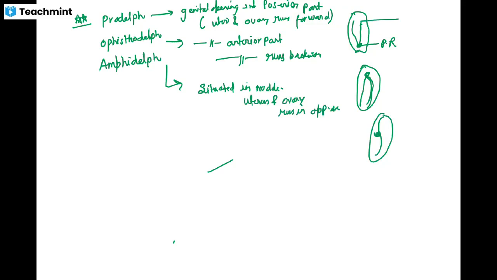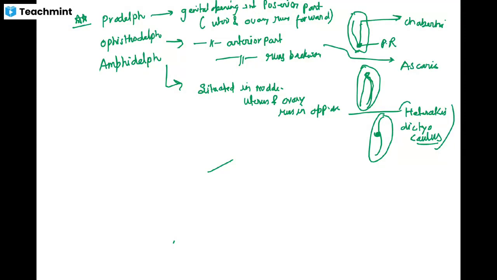So this prodelph type of arrangement is present in Shabertia, and this opisthodelph type of arrangement is present in Ascaris, and amphidelph is present in Heterakis and Dictyocaulus. Then another thing is that in case of nematodes, males are smaller than female.